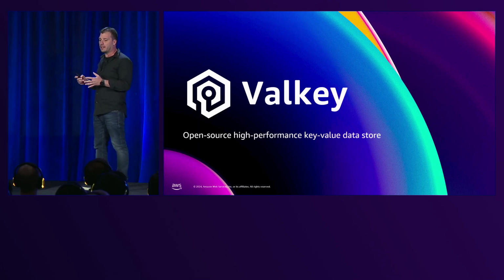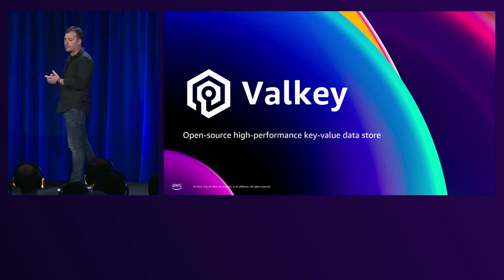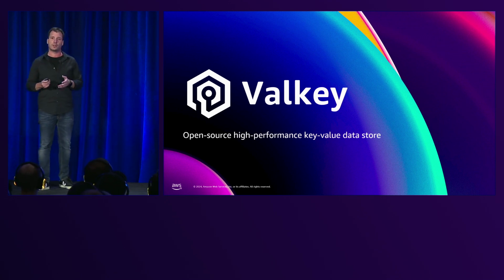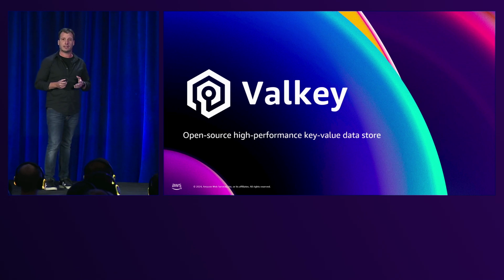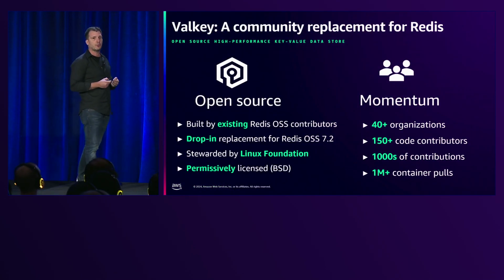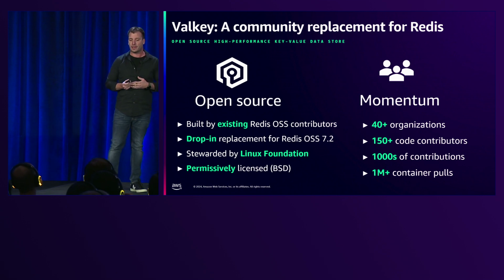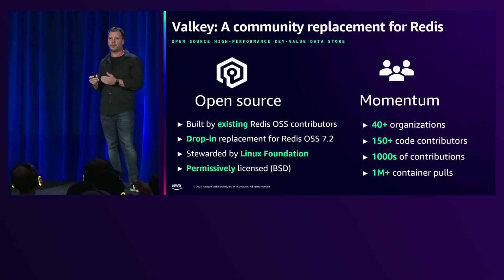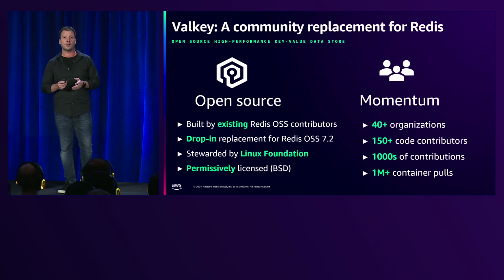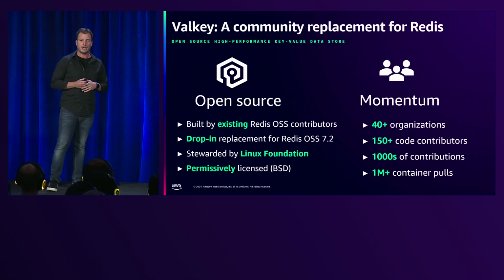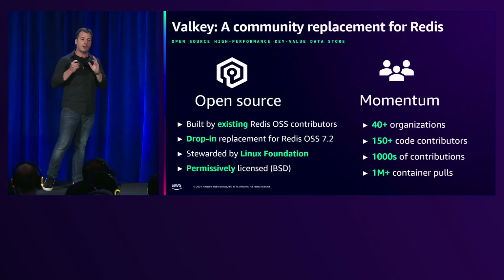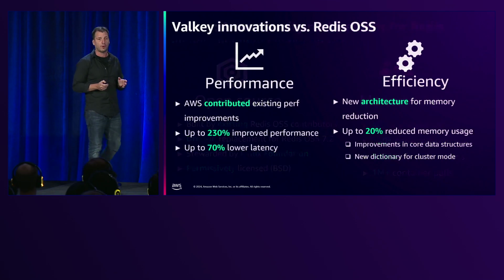So let's talk about Valkey. This year, Amazon ElastiCache and MemoryDB announced the support of the third open source engine called Valkey. Valkey is a high-performance key-value data store, and it's a community replacement for Redis. It's built by the existing Redis open source contributors, and it's a drop-in replacement for Redis open source 7.2. It's hosted by the Linux Foundation, which promises you that it will be open source and stay open source for good.